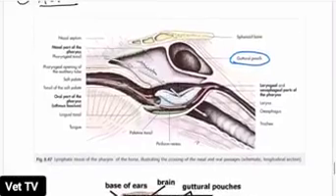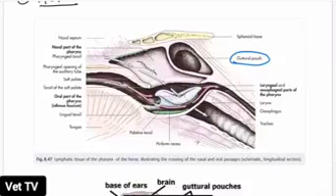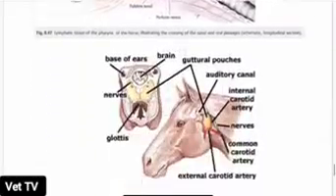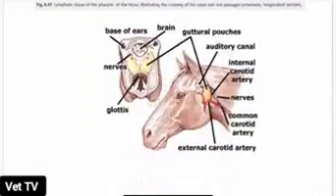So what are these guttural pouches? These are a pair of large mucus sacs, right? As you can see, these are the sacs, and these are large, and they are situated on either side of the midline above the pharynx. This is the pharynx, as you can see, and these are present above the pharynx, right? You can also appreciate the guttural pouch in this.